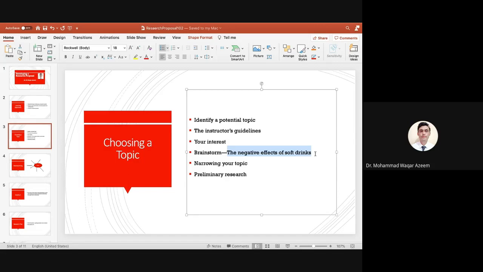Now, while brainstorming a topic, after you have brainstormed quite a number of topics and you review those topics once again, and you choose this topic as the final topic to write your paper on, well, you need to apply another criterion on this topic before you can finalize it. This is the next criterion. You should be able to narrow this topic so that it actually becomes researchable.